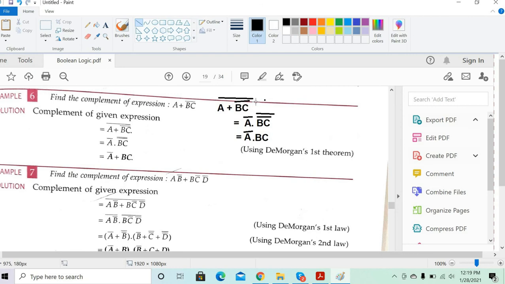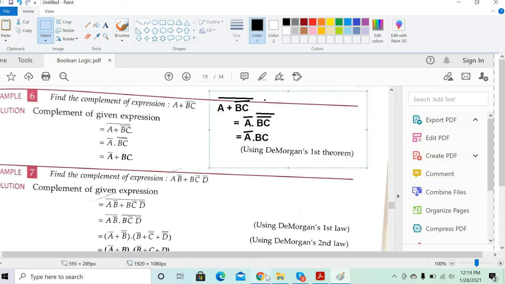Because you can't get that part, Vijay. See, how can you write A bar? This is A bar dot BC, because the complement was anyway on top of BC. So a double complement means it is the same only. And so the answer is A bar dot BC, no? It should not be a plus sign here. What they have given is wrong. It's incorrect.